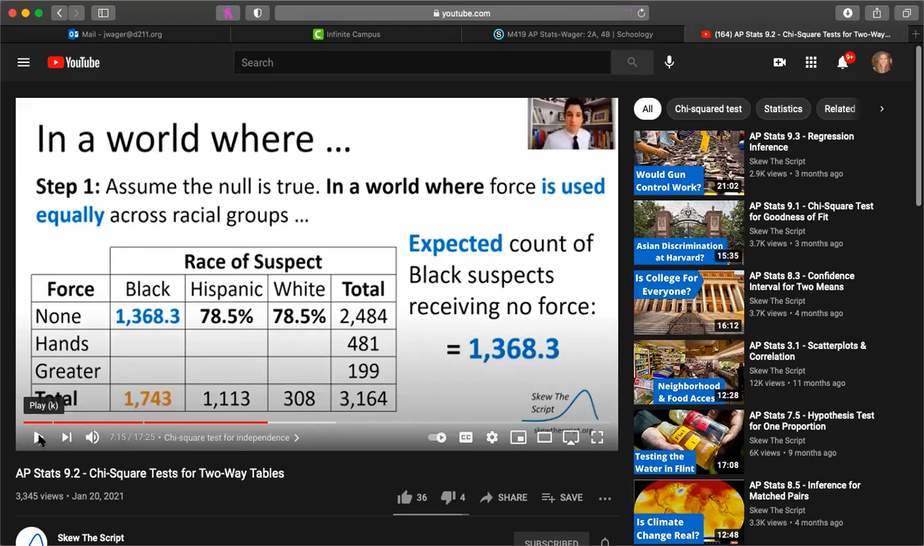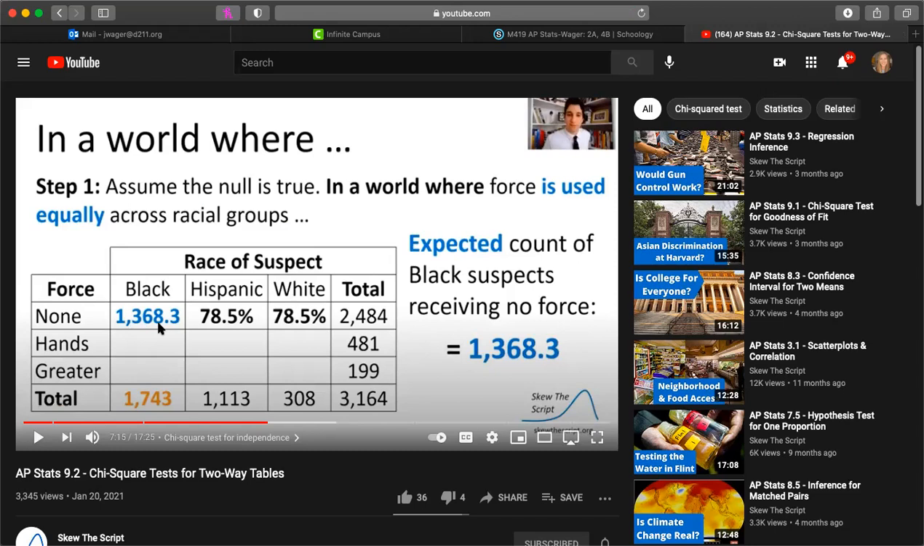Remember, when we are trying to find this chi-squared statistic, it was your observed minus expected squared, all divided by the expected. And how we figured out the expected count was to take the probability of that happening multiplied by your sample size, n times p. So that's exactly what we did to get this 1368.